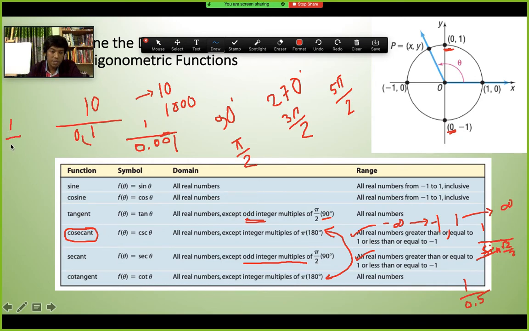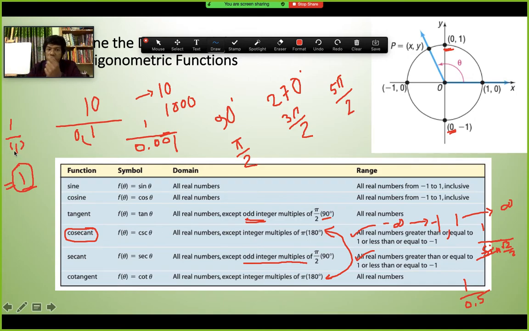So 1 divided by sine theta. Sine theta's maximum value can be 1. So if we write 1 by 1, then we get 1. That means this is the value of cosec theta, because we have put the sine theta's maximum value here. That's why it starts from 1. Then other values are less than 1.